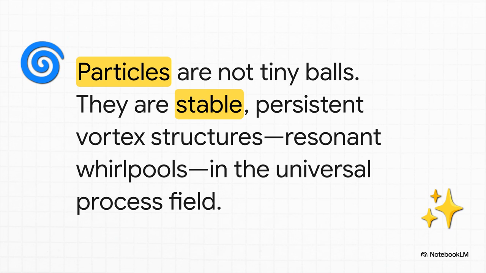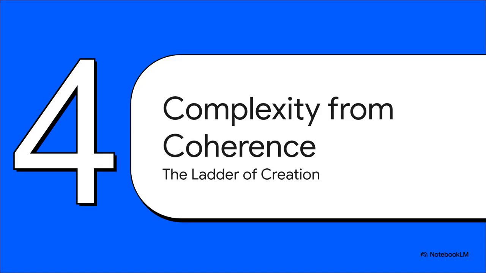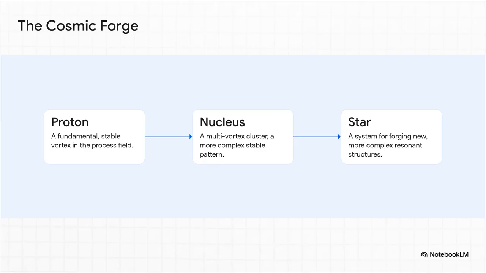So this is the crucial insight. What we call particles aren't little solid billiard balls at all. They are simply spots where the process field has locked into a stable, self-reinforcing pattern of resonance, a persistent, humming whirlpool of process. And this simple rule, this preference for stable resonance, is exactly how the universe evolves structured complexity. It's like a ladder of creation, built on the system's ability to find and hold on to these stable, resonant harmonies. You can see it happen step by step.